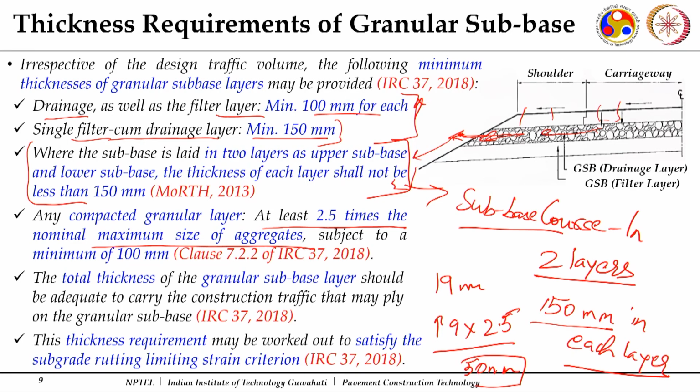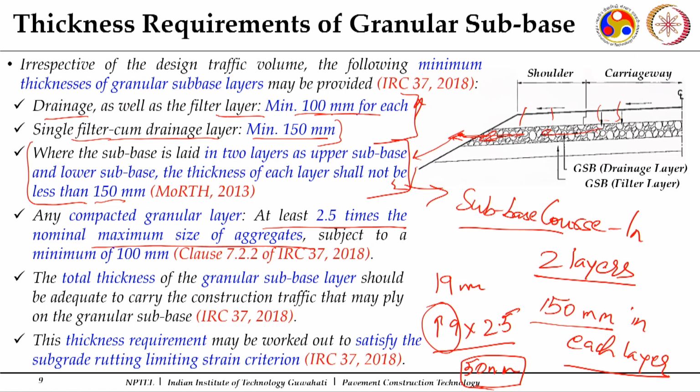So, 50 mm should be the minimum, but this is not the NMS of the gradations which are available. You have NMS larger than this particular one. On the other hand, it says that the layer thickness should be at least 100 mm minimum, but if I am constructing in 2 layers, I will prefer to construct each layer of 150 mm. The total thickness of the granular subbase course should be adequate to carry the construction traffic. Another important aspect is, when you construct a granular subbase course, the construction vehicles will come up, they will compact the course.